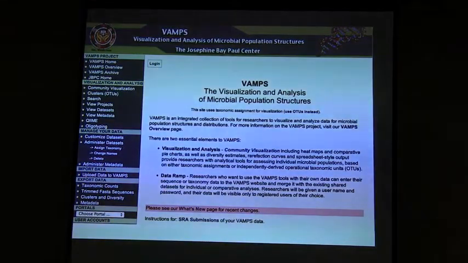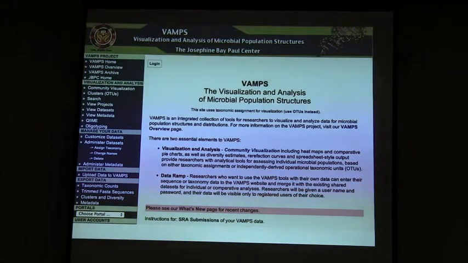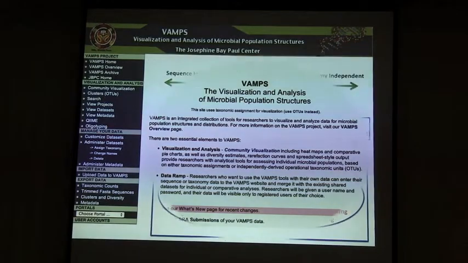Okay, so this is VAMPS. I'll give you a website at the end. It's designed to carry out a whole series of functions for doing visual analysis and comparisons of ribosomal RNA databases in as simple and easy-to-use a fashion as possible.